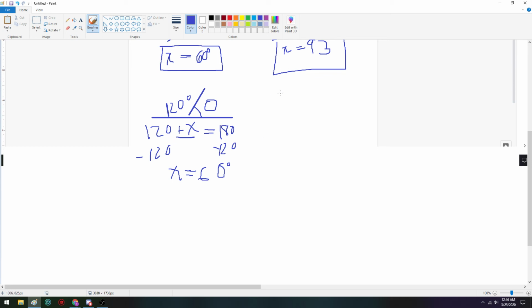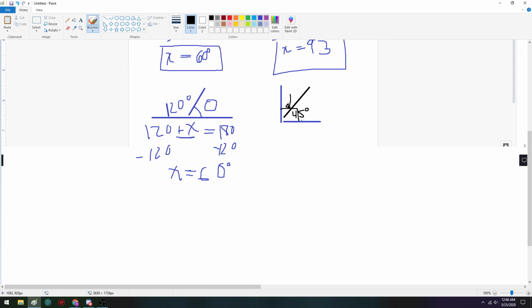Now one more practice problem. I'm going to do another right triangle. So let's say we have a right triangle, and we are using up 45 degrees. What is the missing angle here?